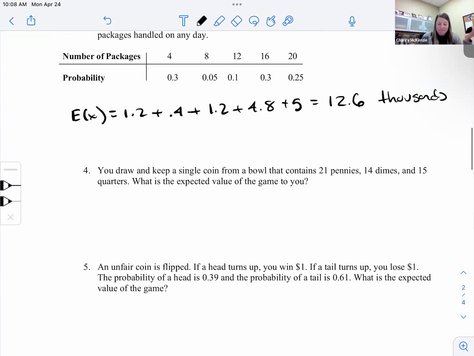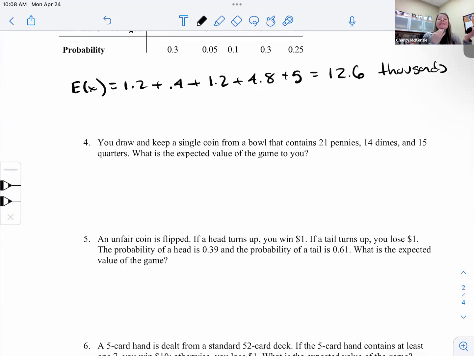All right, next one. You draw and you keep a single coin from a bowl that contains 21 pennies, 14 dimes, and 15 quarters. What is the expected value of the game to you? So we're going to draw a single coin from a bowl. All right, how many total coins do we have? 21 plus 14 plus 15. So I have 50 total coins.